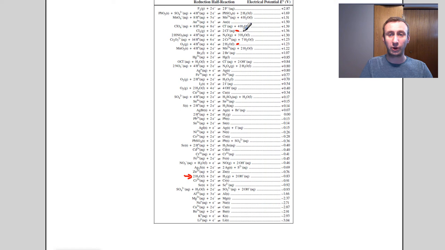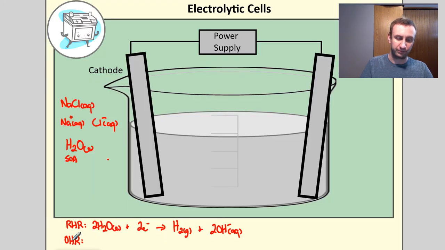So this is a chloride anomaly. We don't expect it to be the chloride, based on what we know. We expect it to be the water, but it actually is the chloride that ends up getting oxidized. So that is going to be my oxidation half reaction. In other words, the chloride is my SRA. So I end up with 2Cl minus aqueous, which gives me 2 electrons and Cl2 gas.